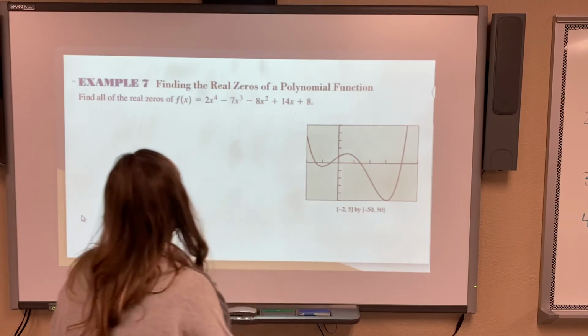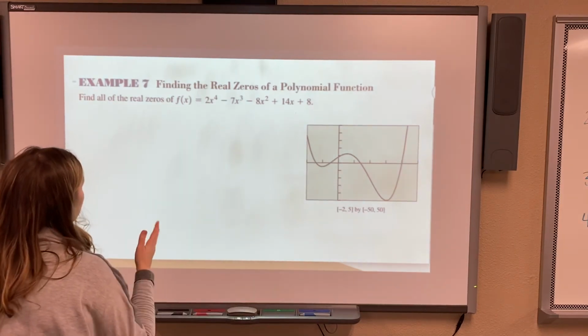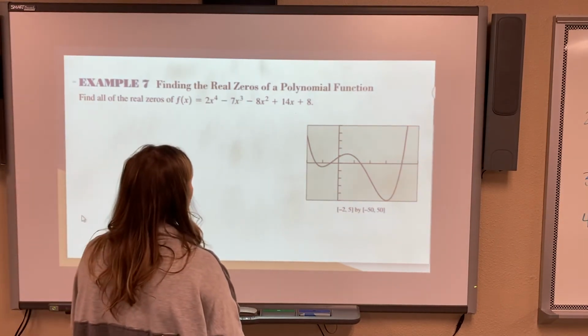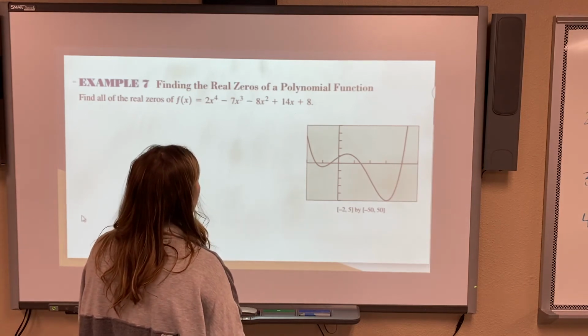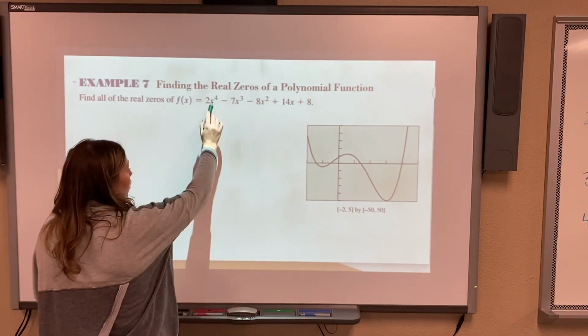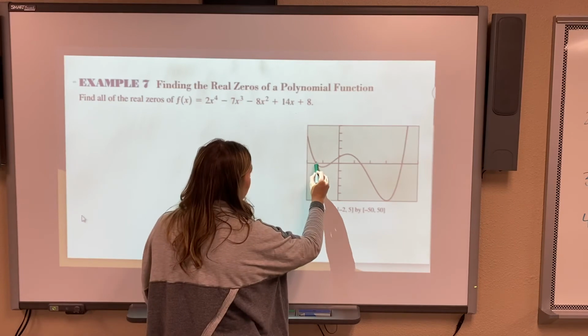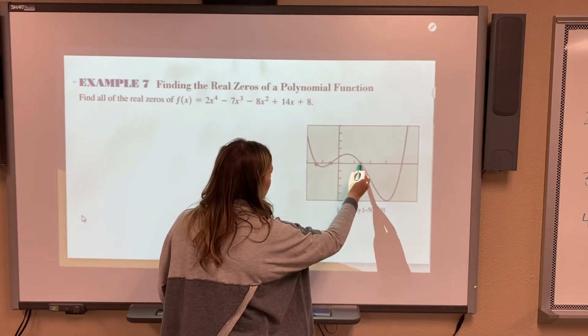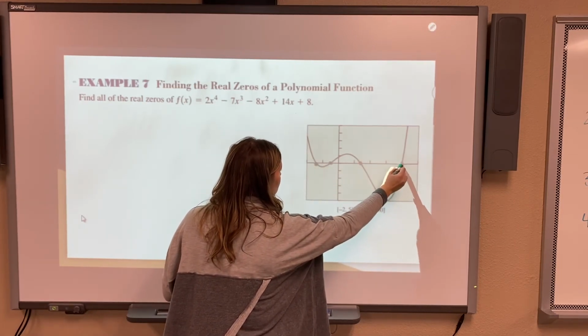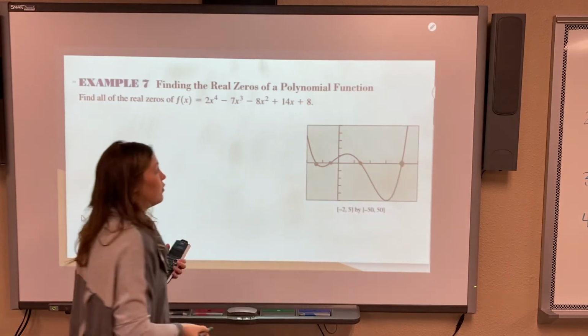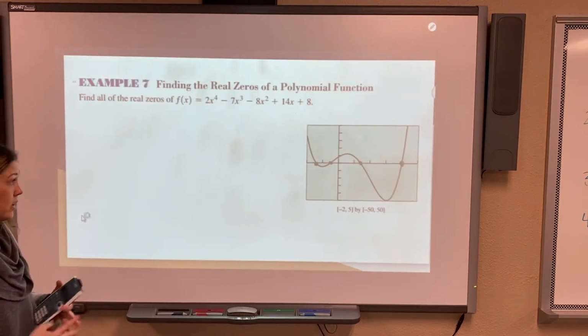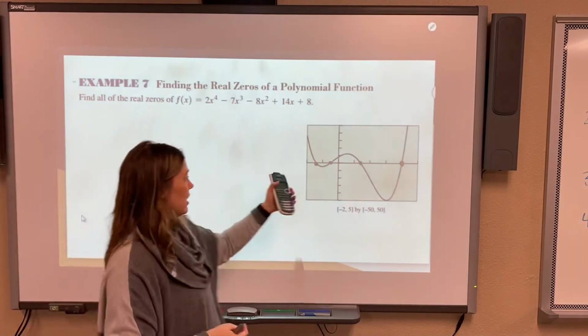Okay, so if we have, find all the zeros of 2x to the 4th minus 7x cubed minus 8x squared plus 14x plus 8. Okay, so we can have at most 4, and if we graph it, we have here, here, here, and here. So that's 4. Okay, so we know that 4 goes into that evenly. That's awesome. But we need to figure out what these are.